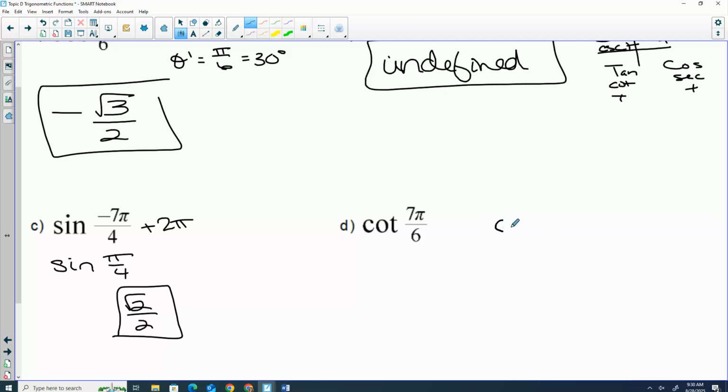Last one. 7 pi over 6. What quadrant is that? 3, because the top is 1 bigger than the bottom. Reference angle is pi over 6, or 30 degrees, if you prefer to think about that. In quadrant 3, tangent is positive, so that means its reciprocal cotangent is also positive. If we think about 30 degrees, tangent is radical 1 over radical 3. So cotangent would flip it, be radical 3 over radical 1, or just radical 3.